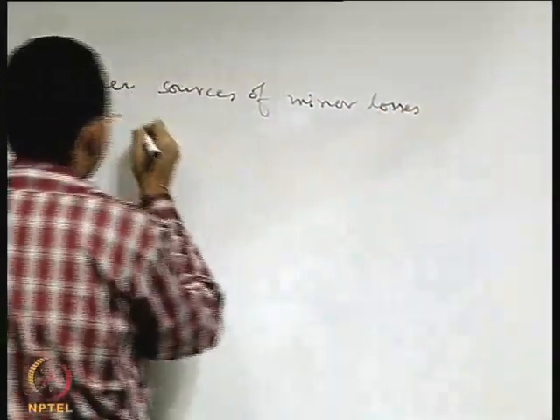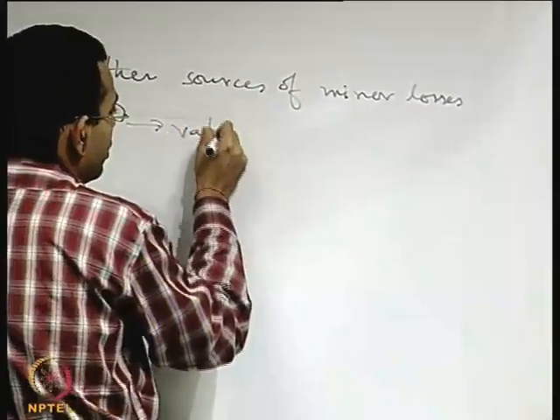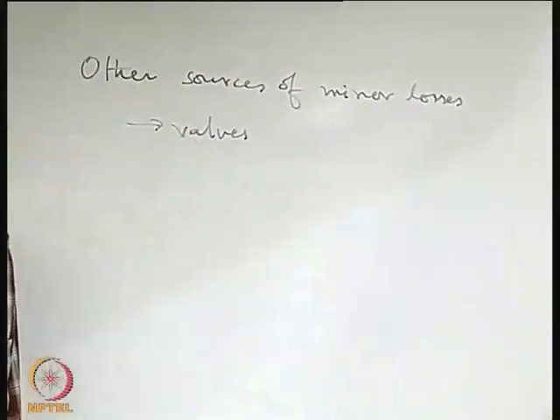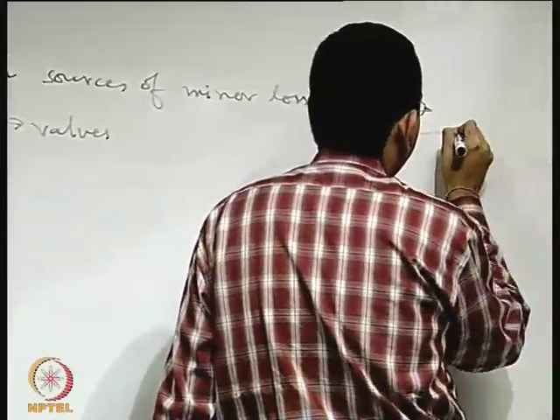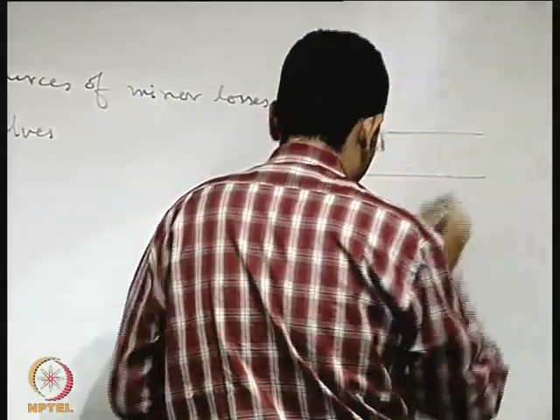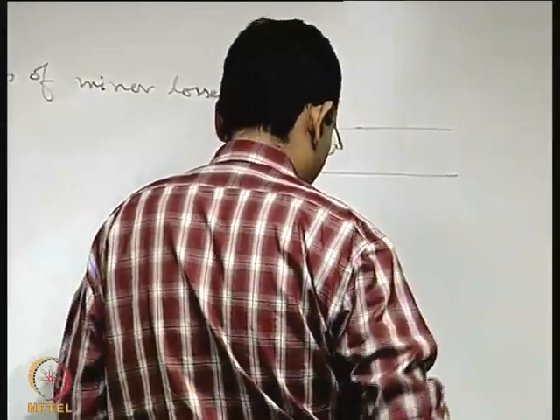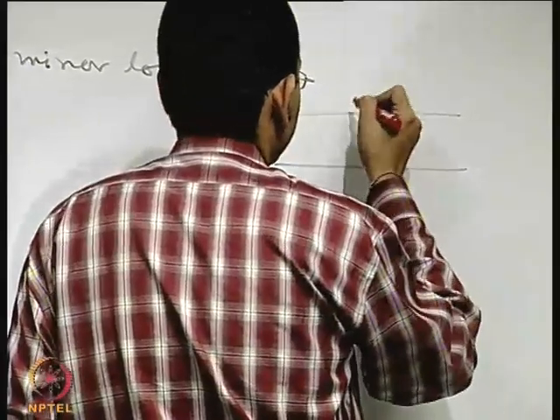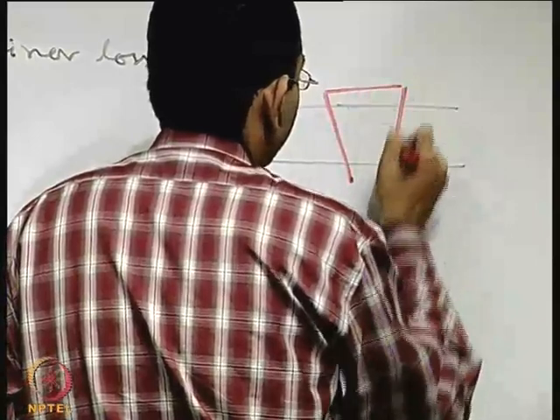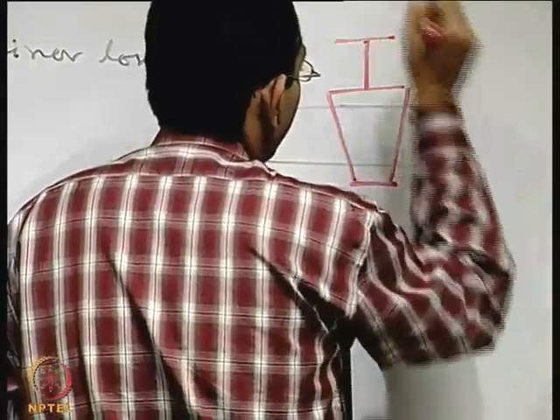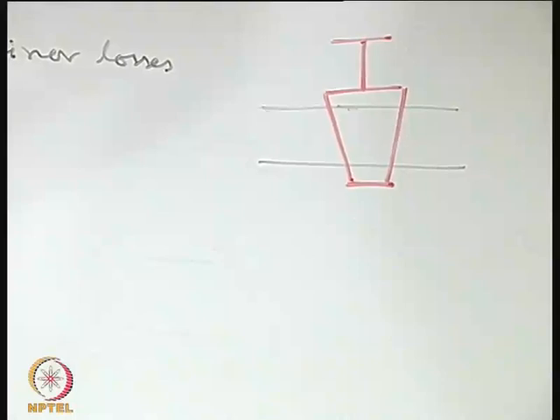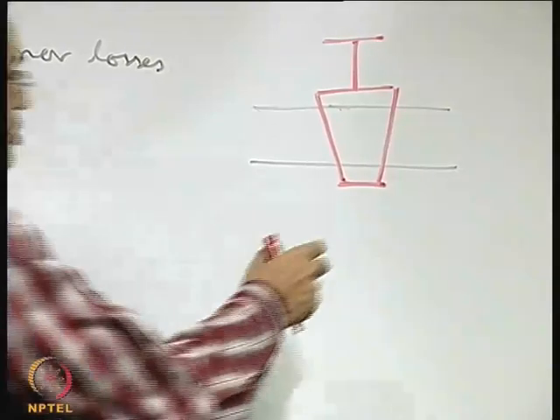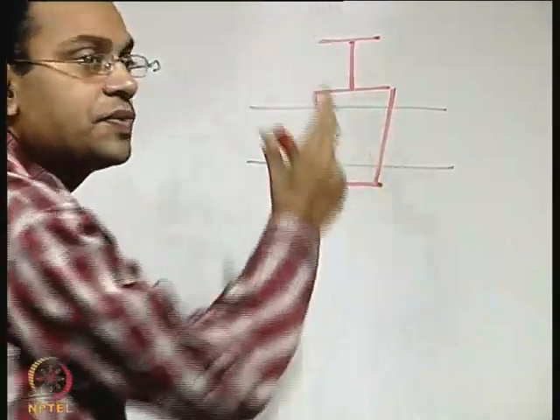Then there is the presence of valves. So, if there are valves in a pipeline, what does a valve do? If you have a pipeline like this and you put a valve in the pipeline, we are not drawing a valve in a proper detailed manner, but let us say this is a schematic way of representing it. Let us say that this is a physical obstruction.